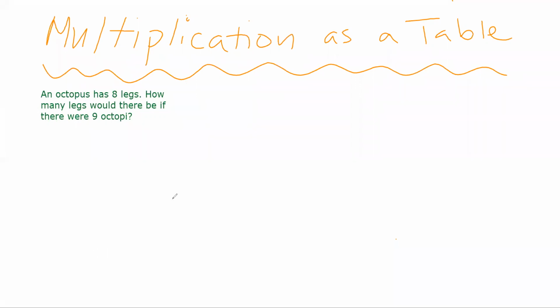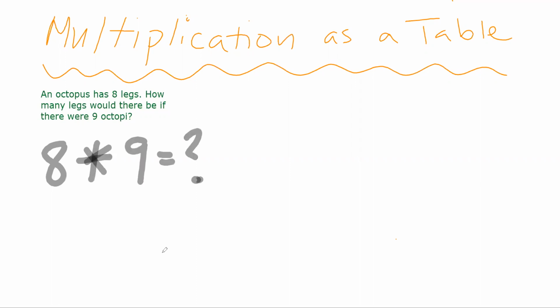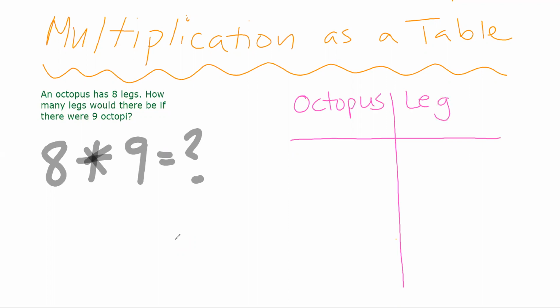Anyway, let's talk about what that would look like in terms of a table. How can we organize our thinking as a table? For starters, keep in mind that we're talking about 8 legs per octopus, and there's 9 of them. So how do we put that together? When I say a table, it's really what I like to call a T-chart. This would be the octopus, the number of them, and this would be the legs.